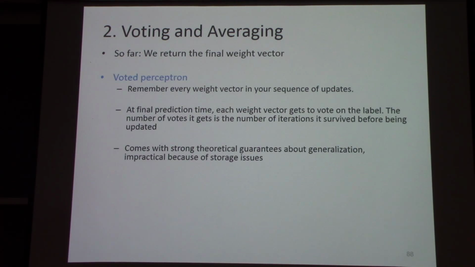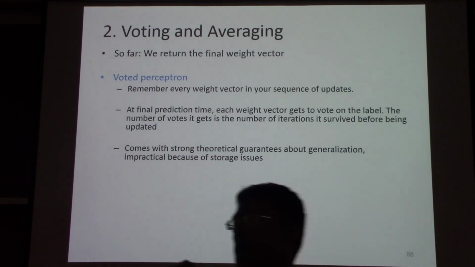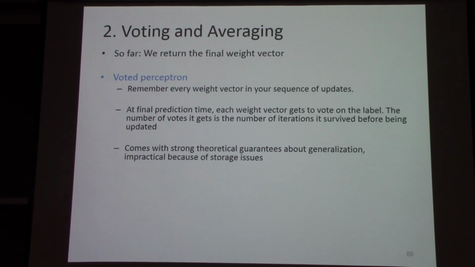And at prediction time, after this learning phase is over, you run all these million linear threshold units on the new example and take a vote. Weight vectors that survive more will get more votes. Right? Is that clear?